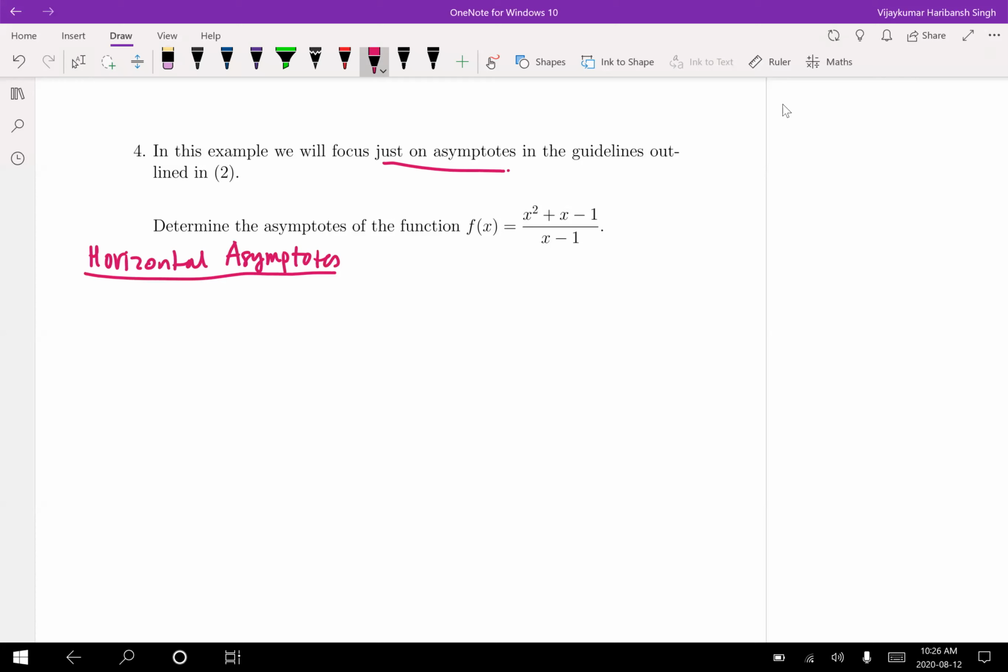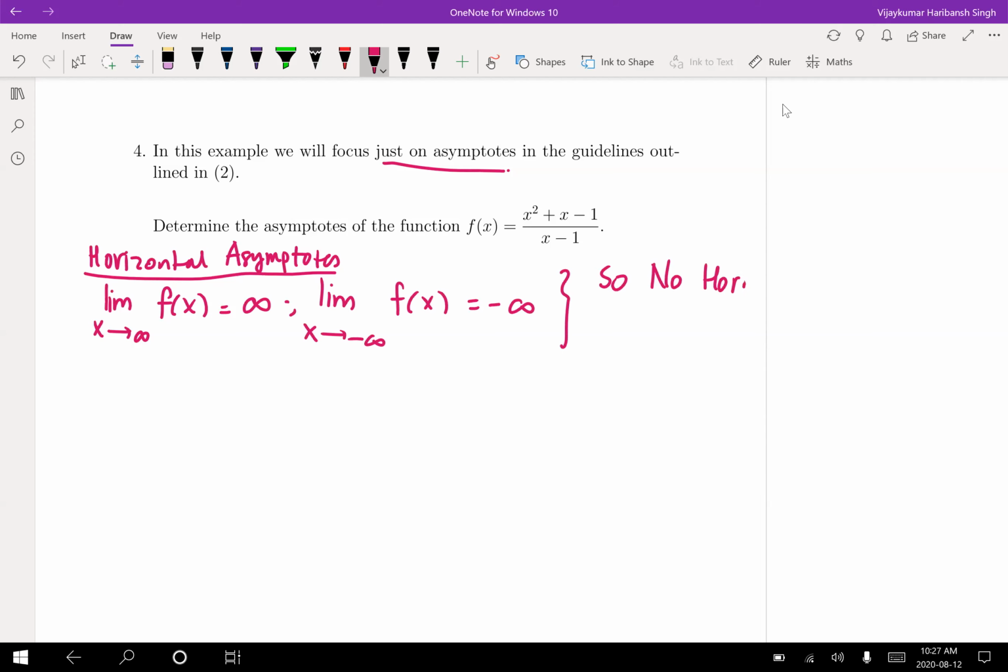So are there any horizontal asymptotes? For that, we need to check the limit as x goes to infinity of f of x. You will see that the numerator is rushing to infinity faster than the denominator. So when you compute this, you get infinity. The limit as x goes to minus infinity of f of x is also minus infinity. Since it's not going to any fixed number, right? So no horizontal asymptotes.